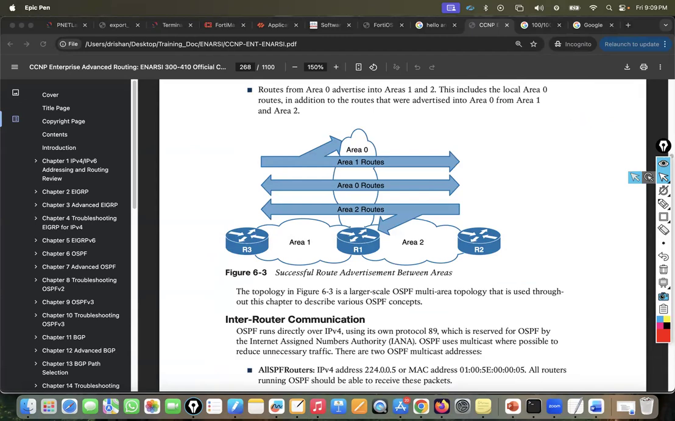So will these messages be shared between all neighbors, or only with the DR? No, all the neighbors. All neighbors? Okay. Yes, whenever you want to build the neighbors, it is going to flood these messages.